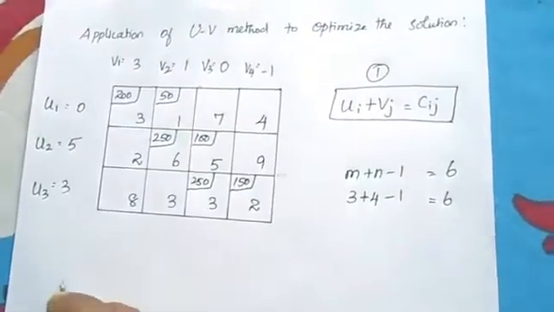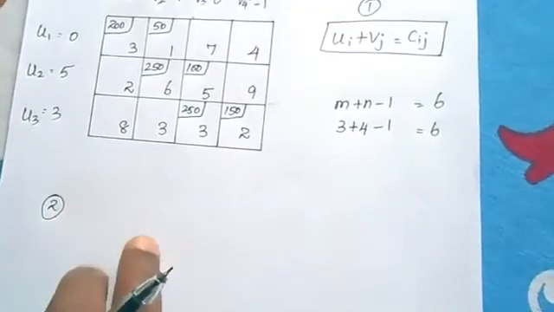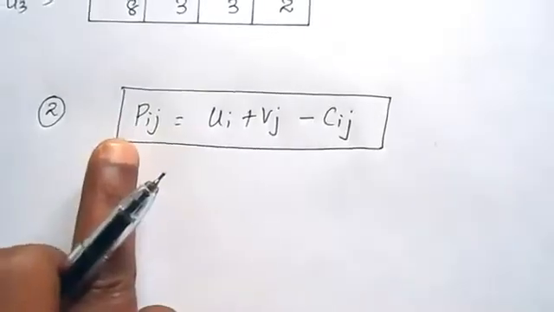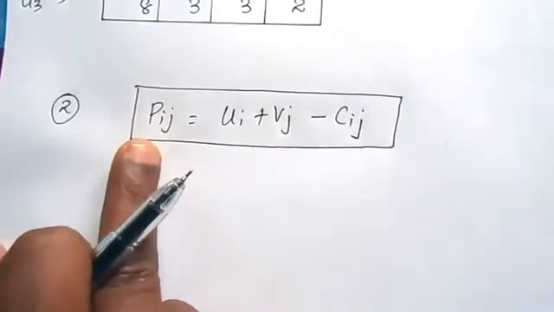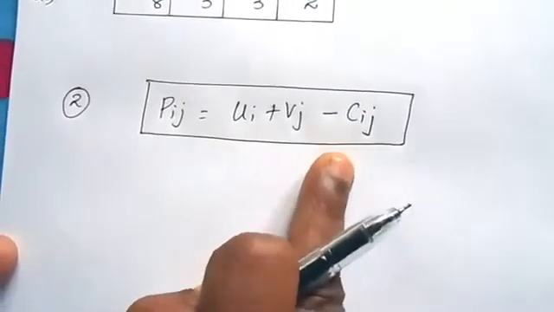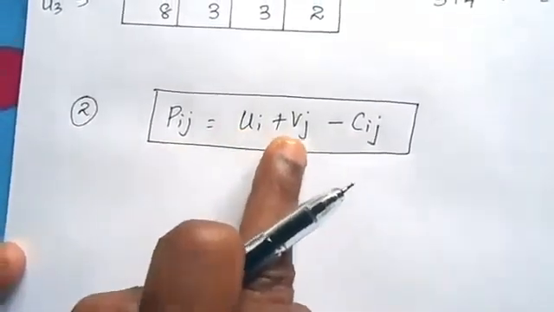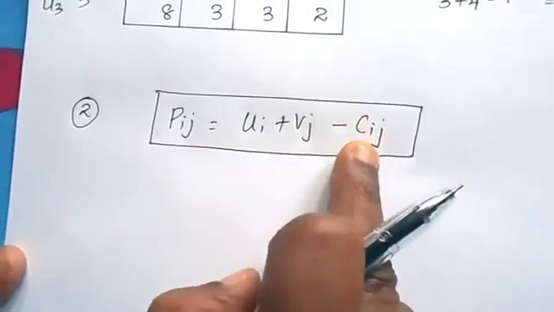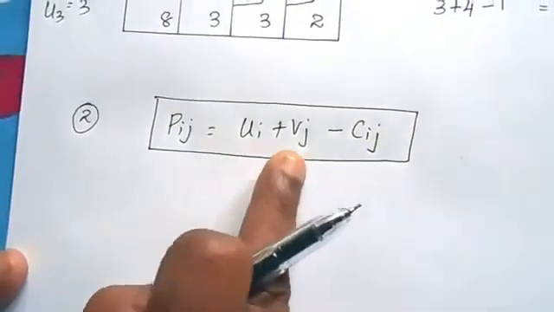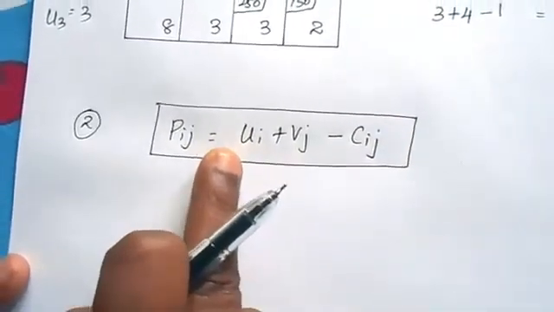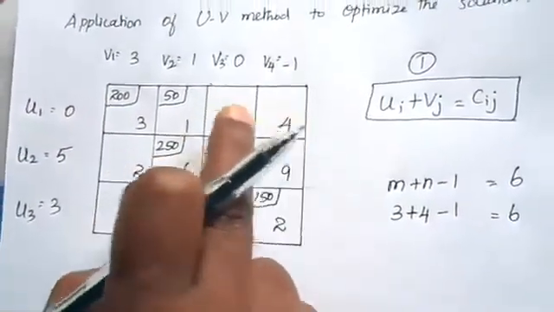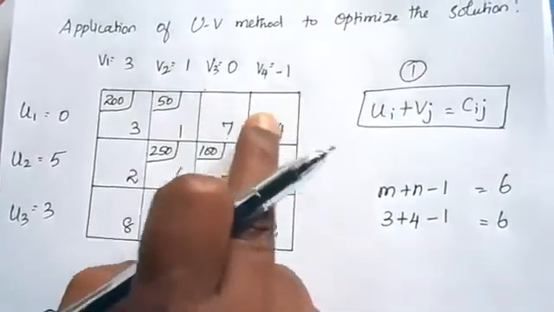The second step is you need to find the penalties by using this formula. Compute the penalties, that is Pij, for non-basic cells by using this formula. The formula is Ui plus Vj minus Cij. Cij means the cost, the element of the unallocated cell. Ui and Vj we know very well. U means row value, V means column value. In the first row, these are the two cells, the unallocated cells.